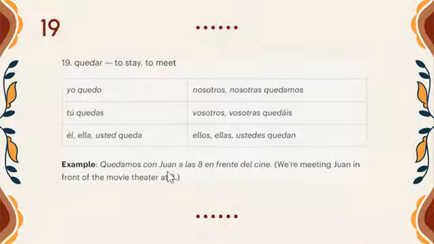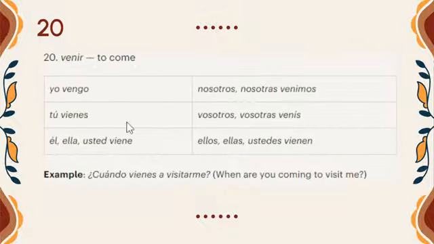"Quedamos con Juan a las 8 enfrente del cine," right? We're meeting Juan in front of the movie theater at 8, right? There's also different verbs for meet, but quedar is helpful. It comes up a weird amount for some reason. I don't feel like I use stay or meet that much in English, but it comes up a lot in Spanish. And venir, irregular, very sad, but there's not much to it.